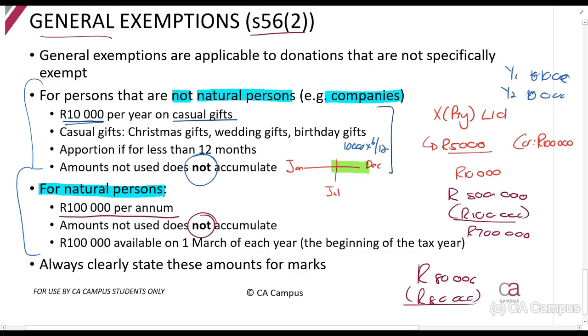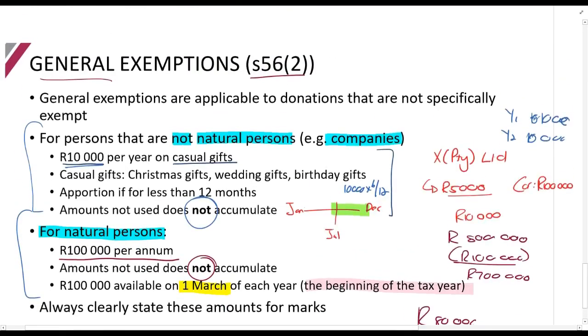Right? You get a new one every year on the 1st of March. Why on the 1st of March, guys? Because that's the beginning of the tax year for natural persons. Okay, so do be on the lookout for that, and you'll see that definitely in questions and in examples.